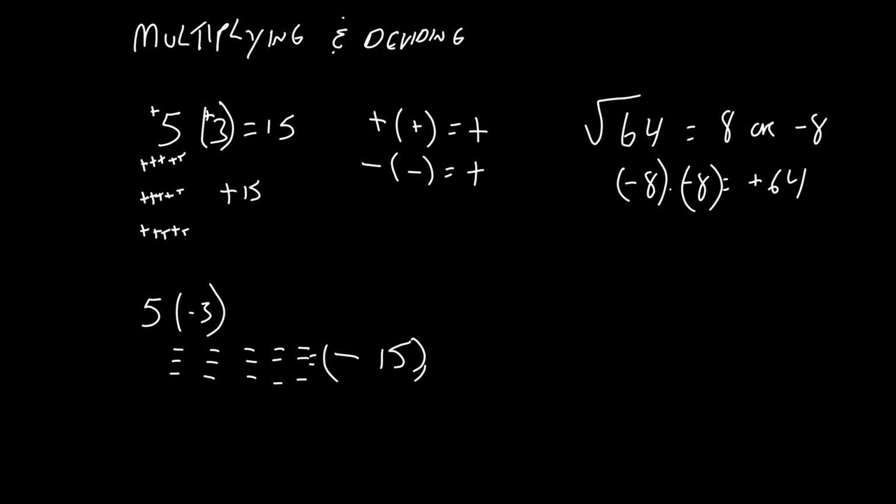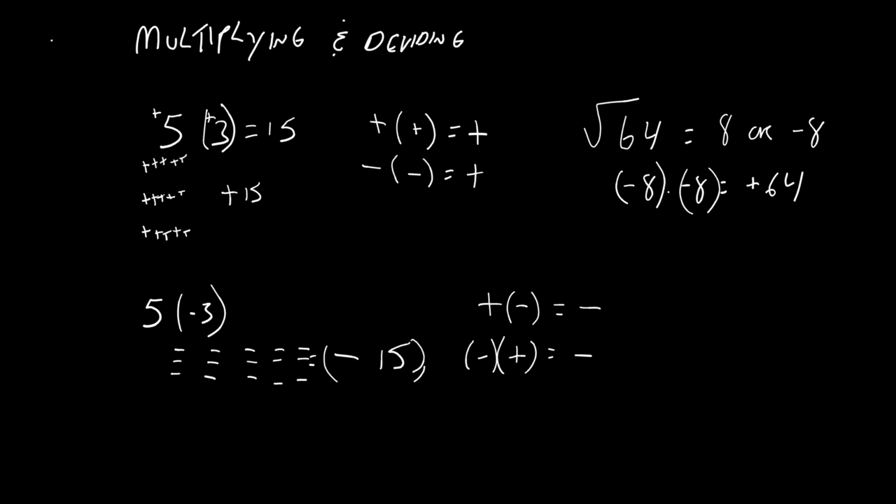So two negatives multiplied together become a positive, two positives multiplied together become a positive. If I have a positive times a negative, it is a negative, as well as if I have a negative times a positive, it is also a negative. So if the signs are not the same, it will be negative. If the signs are the same, it will be positive. It is the same as well for division.